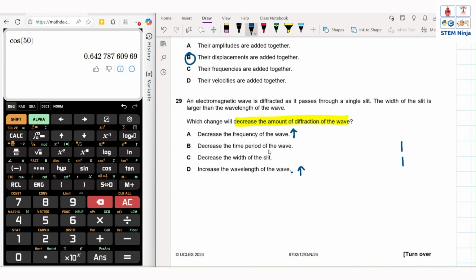If we decrease the time period, that means we increase the frequency. That decreases the amount of diffraction of the wave, because a lower time period means a higher frequency. Higher frequency means more waves are able to pass through, so the diffraction would be reduced. So, B part.